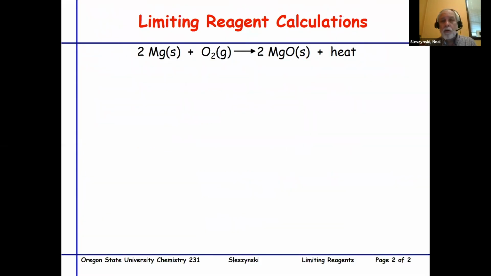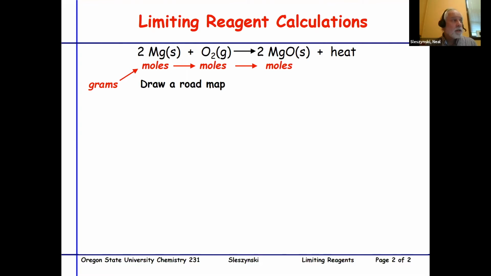A typical limiting reagent calculation looks something like this. We've got our balanced chemical reaction. We know that balanced chemical reactions tell us about moles, not about grams. We're going to go ahead and draw our roadmap. We're going to start out with the grams of magnesium that we've been given in the problem. We're going to calculate the stoichiometric amount of grams of oxygen that we need to balance that chemical reaction. And then we'll go ahead and calculate the number of grams of magnesium oxide we can make.